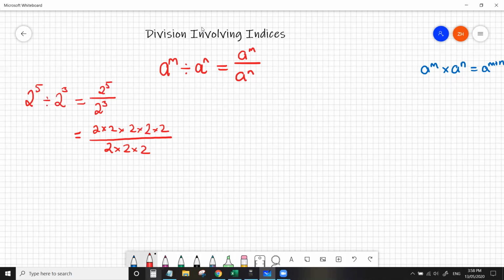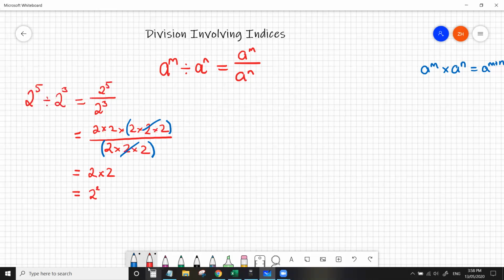And then we can see that if we try to simplify this, the denominator is a common factor with the numerator. So when I have a common factor in the numerator and the denominator, I can actually cancel them out. So all I'm left with is 2 times 2, or in index form, that's 2 squared.